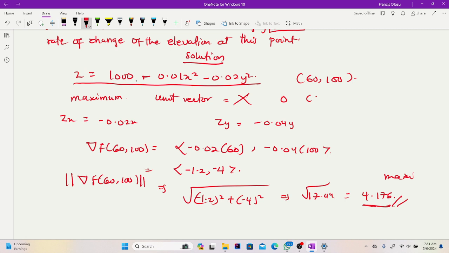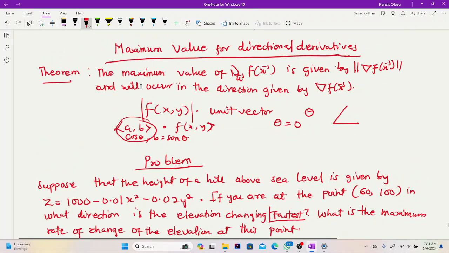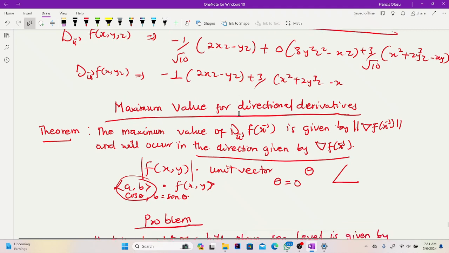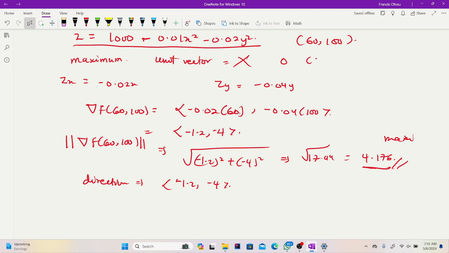Now the question went ahead to ask what will be the direction of the rate of change. So from the theorem, it says it will occur in the direction given by our partial derivative. As simple as that. So for that reason, our direction will be negative 1.2 and negative 4, meaning that it changes by negative 1.2 units in the x component, and it will change by negative 4 in the y.